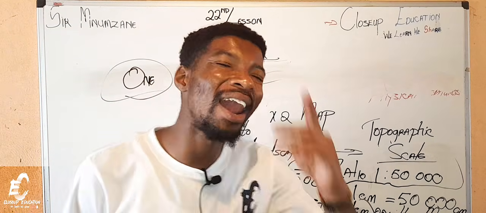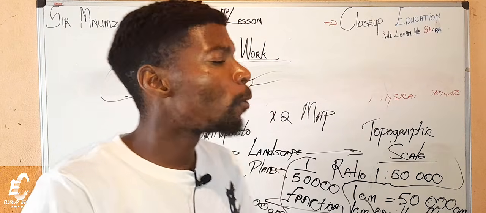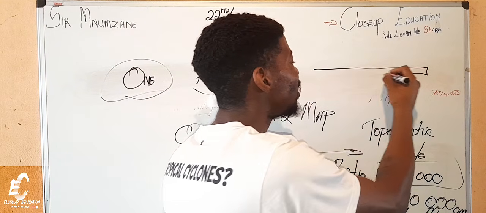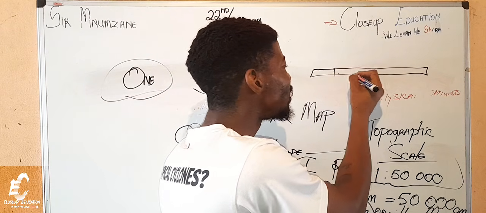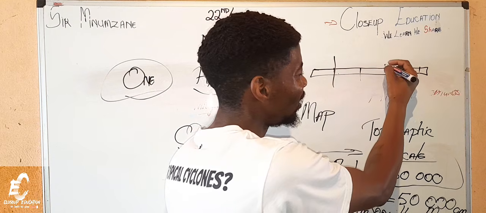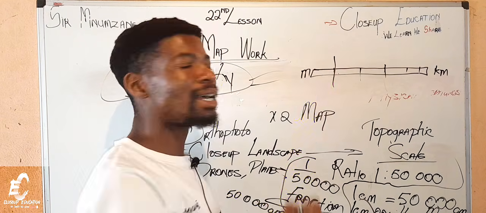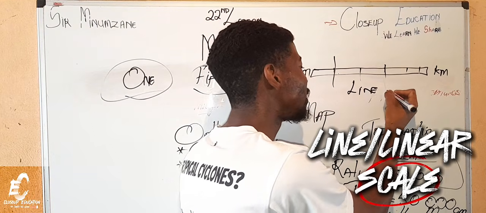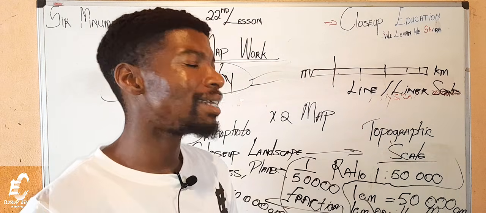And there's also our last scale. This scale, you find it on every map, whether topographic map or orthophoto. This scale looks like this, guys. You find the scale all the time. This scale is very discreet. You would find it like this, and maybe it says kilometers here, and meters here. And this scale is called our line or linear scale.